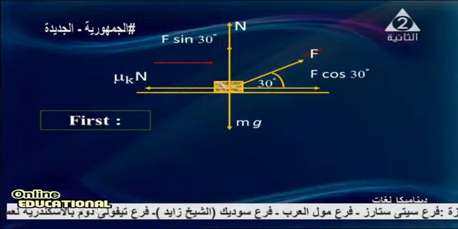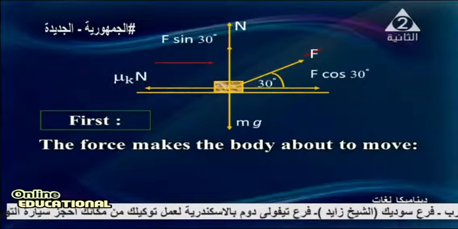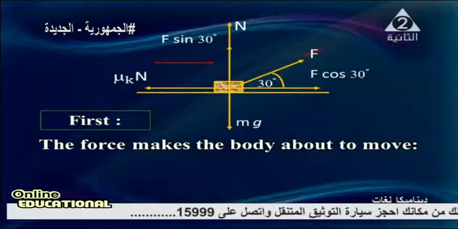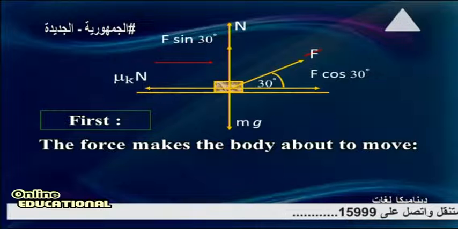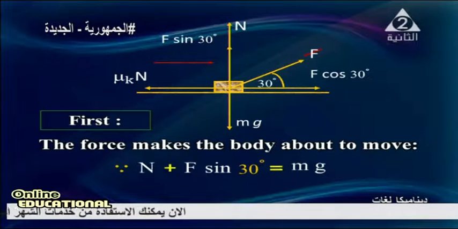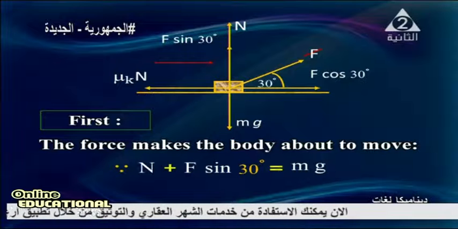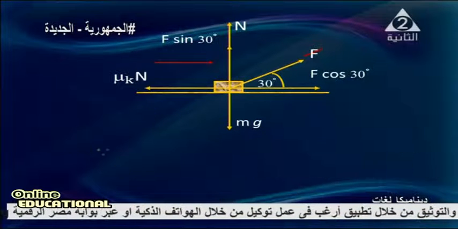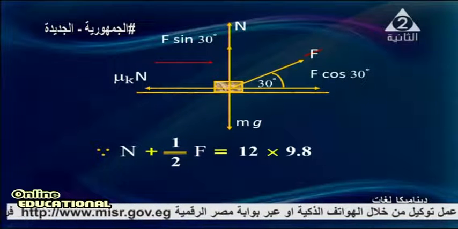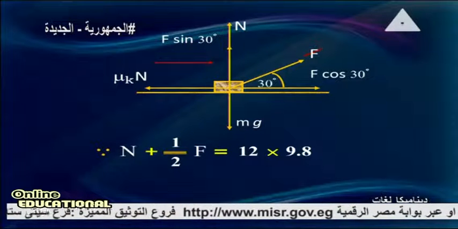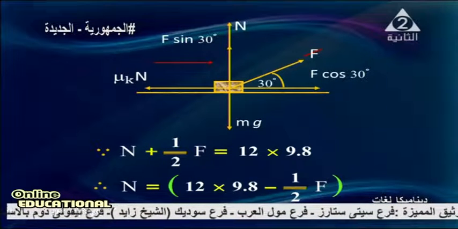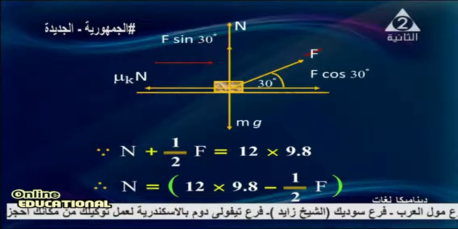Now, in the first case, the force makes the body about to move. About to move, then the body is in equilibrium state. And N plus F sine 30 degrees equals mg, the first equation of equilibrium. Then N plus half F equals 12 times 9.8, and the normal reaction N equals 12 times 9.8 minus half F.